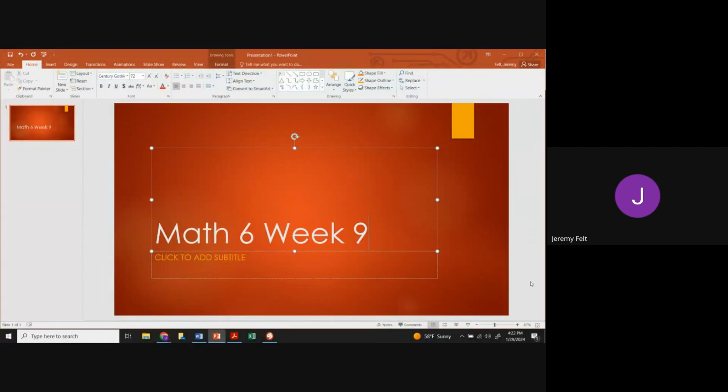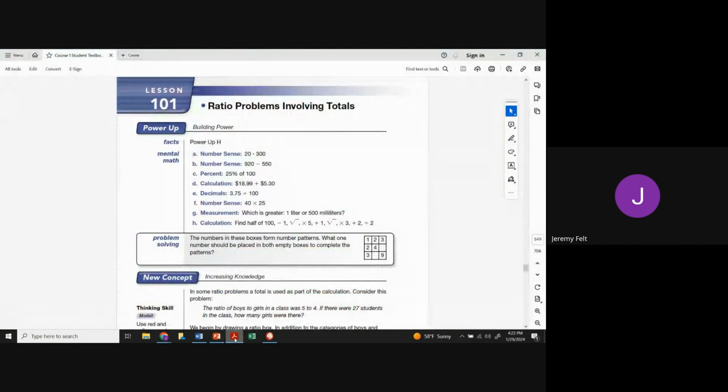Hi guys, it's week 9. We're starting our new unit, so we're looking at lesson 101 and 102. So let's go ahead and flip over there.